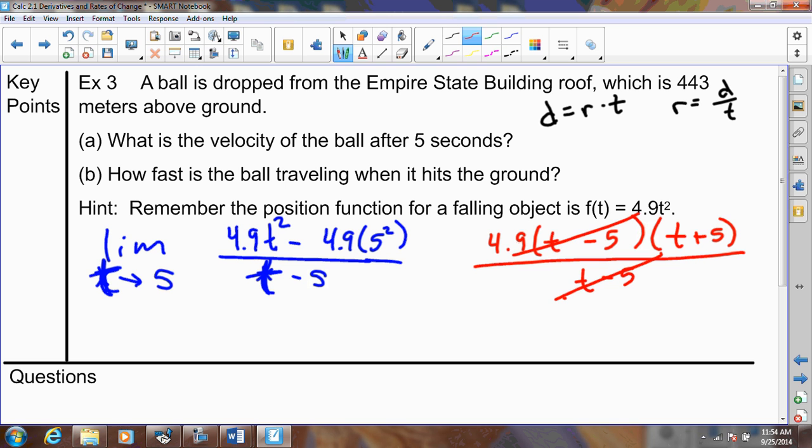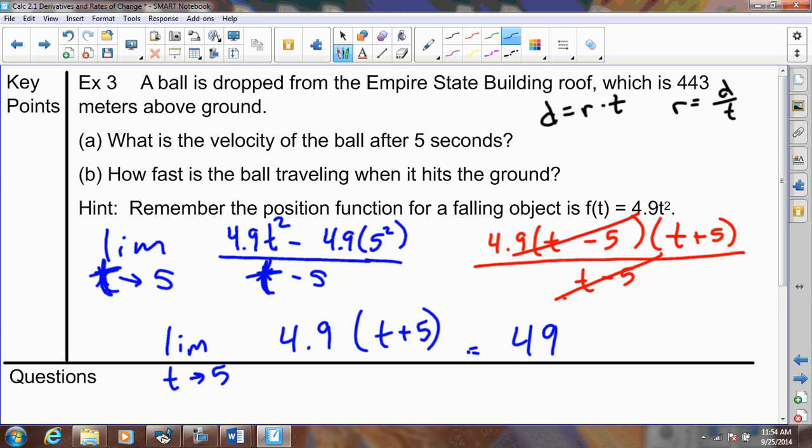Those cancel. And so our limit is then the limit as t approaches 5 of 4.9 times t plus 5. We'll just use direct substitution. 5 plus 5 is 10. 10 times 4.9, we'd have 49 meters per second. That's how fast it's falling at that exact instant in time of 5 seconds.